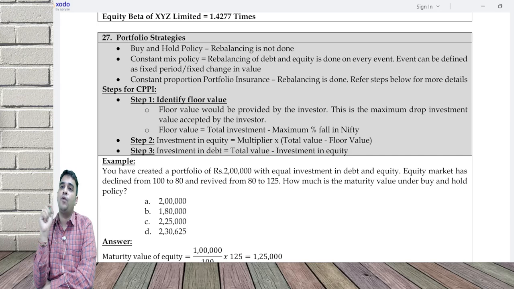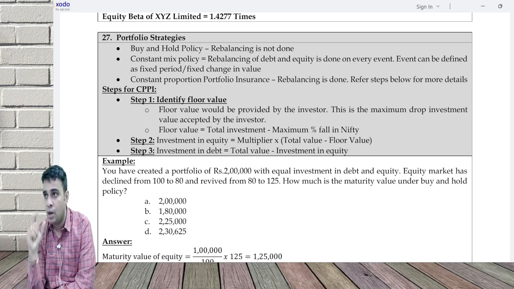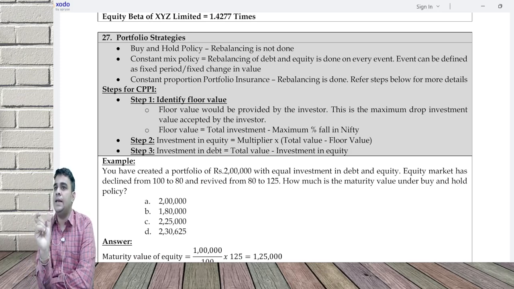How do you determine the floor value? Floor value is equal to your investment minus the maximum loss in Nifty. Okay, you decided the floor value. So 10 lakh is your overall value. Floor is 8 lakh. You can take risk only for 2 lakh rupees, but on this you can have a multiplier, saying 2 times, 3 times, 4 times, 5 times, 6 times, 7 times.